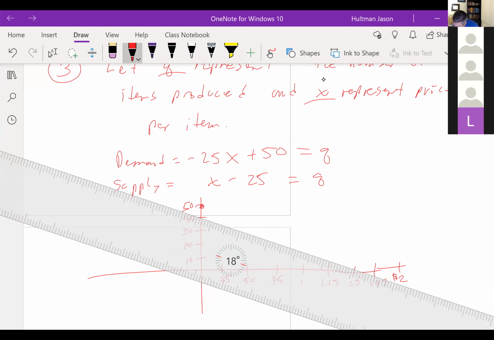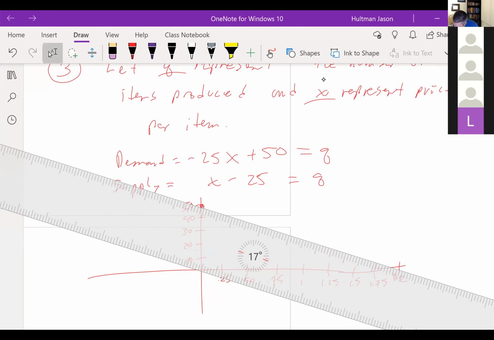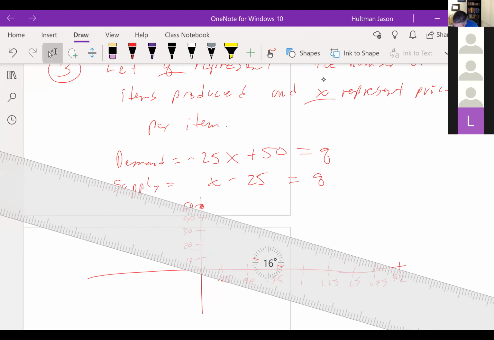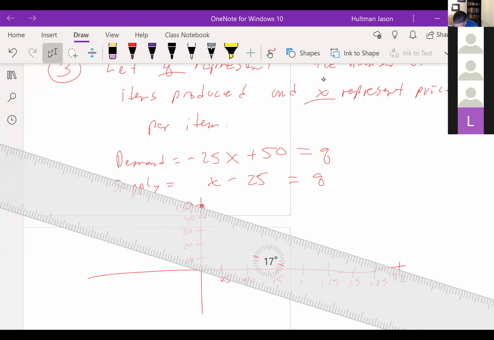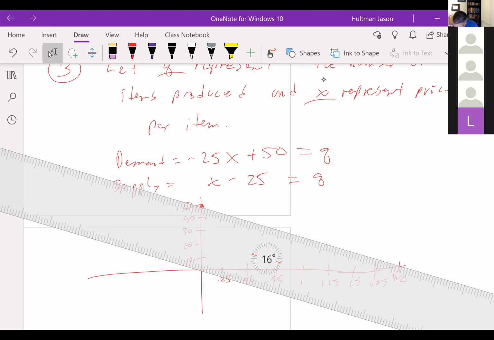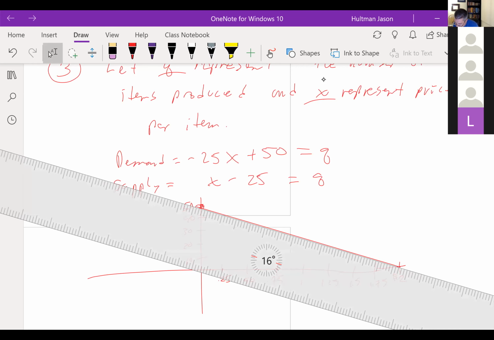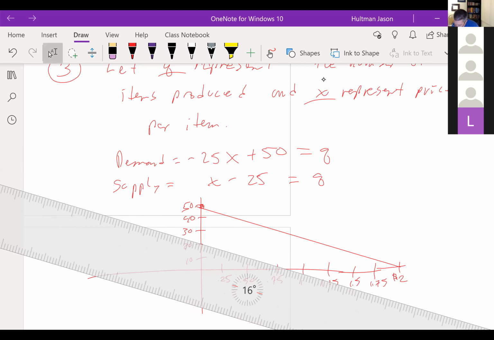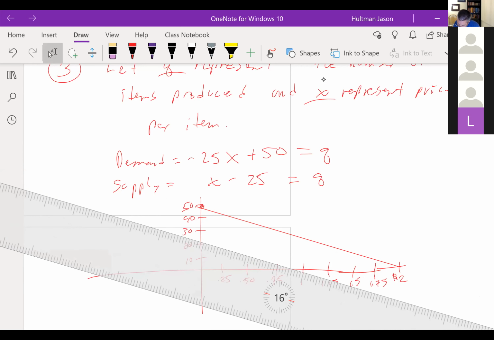Okay, let's pull the ruler up here. Let's quickly draw our demand curve. I keep saying this and then I can't do it. Quickly draw the demand curve. There we go. Okay, so now let's quickly draw our supply curve.